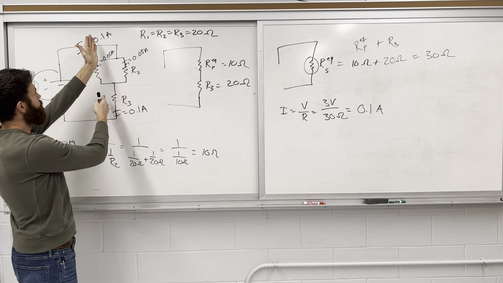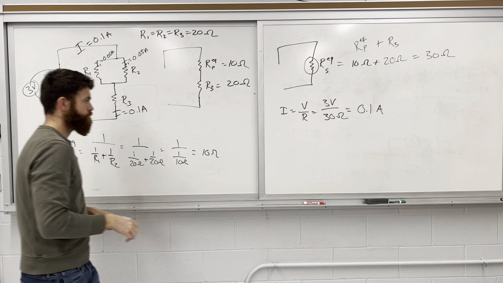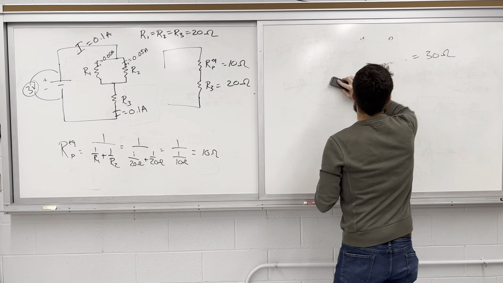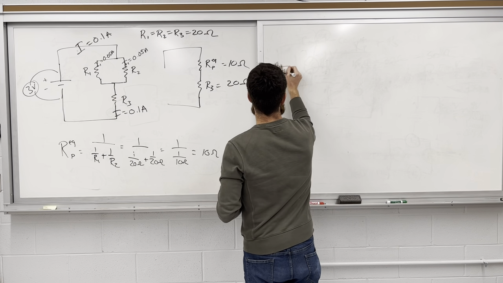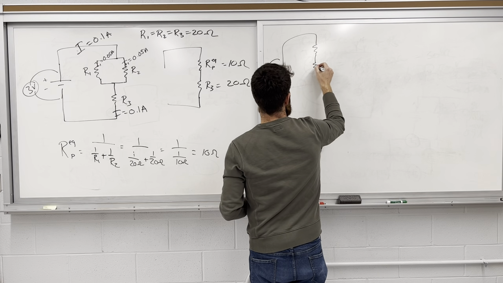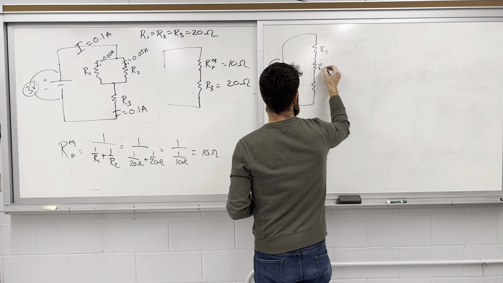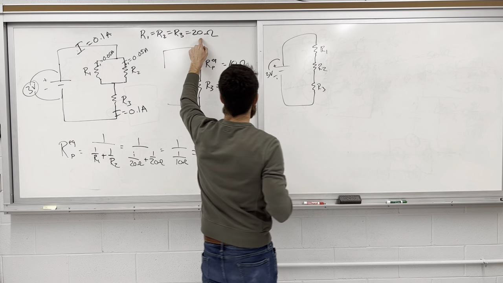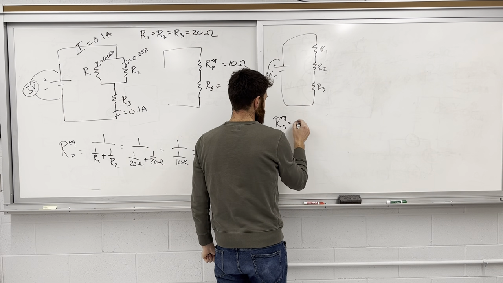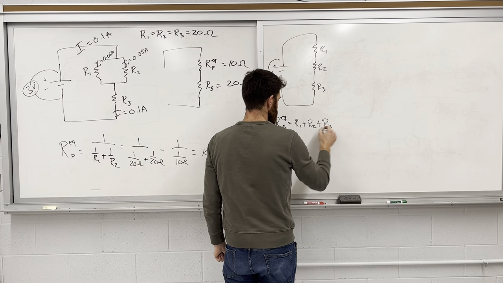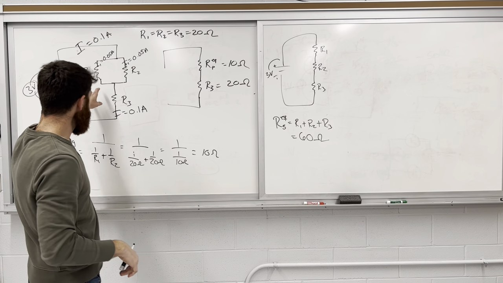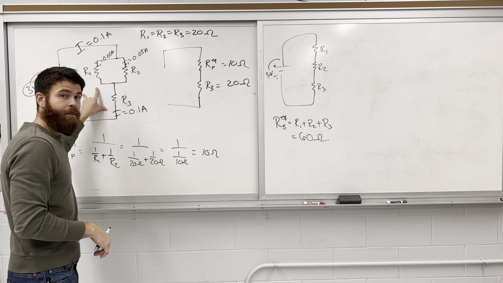Now what happens if you put all three light bulbs in series? What would they glow like then? How would their brightness compare to these light bulbs? So we have the same 3-volt battery, R1, R2, R3, same resistors. Light bulbs have the same resistance of 20 ohms. So the equivalent resistance of these three in series is equal to R1 plus R2 plus R3, which is 60 ohms, right? Much more resistance, where this circuit only had a total equivalent resistance of 30 ohms.